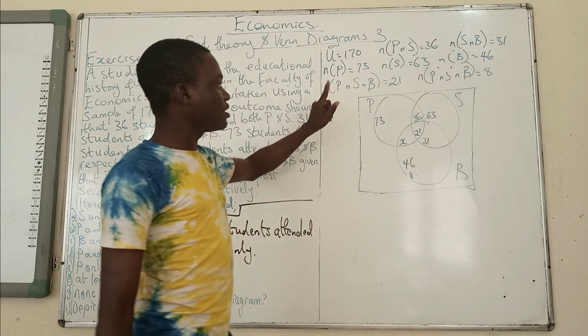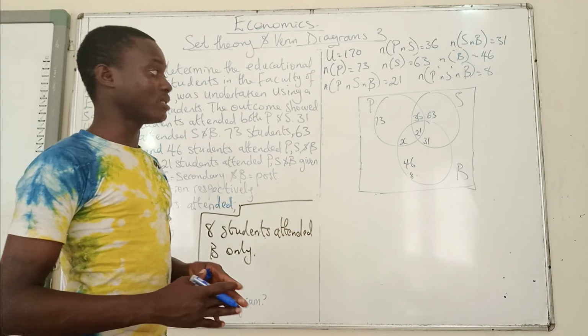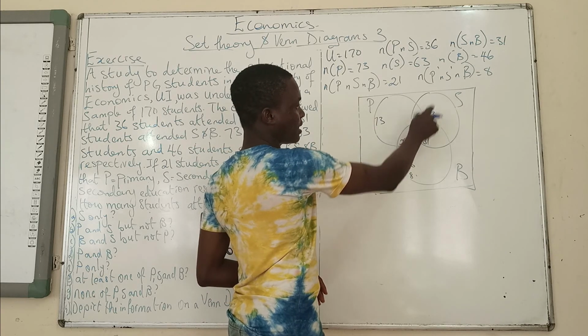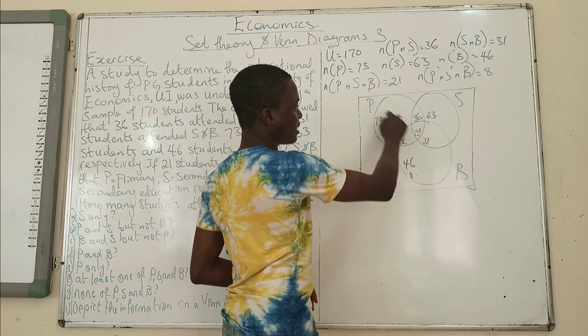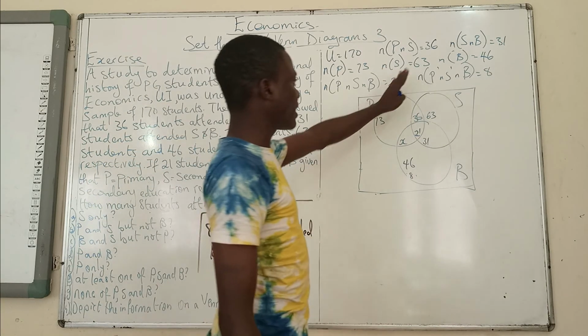Now, number of students that attended the 3. So where is the 3 circle? Where are the three circles intersecting? They are intersecting at this point. So say this point is inside S, this point is inside B, this point is inside P. So we have 21 inside. Then we have how many students? Okay, I think I've explained this.